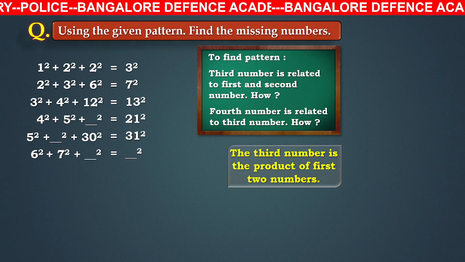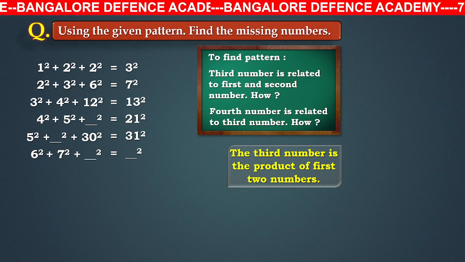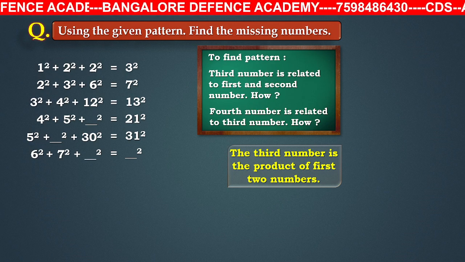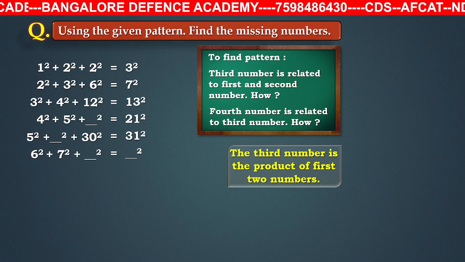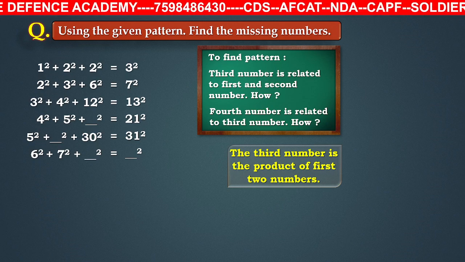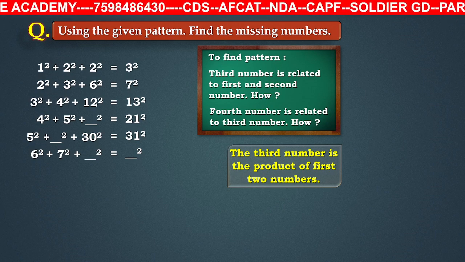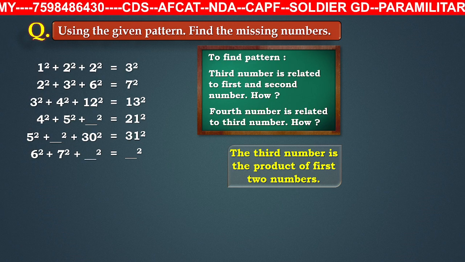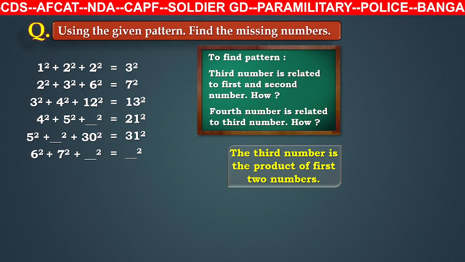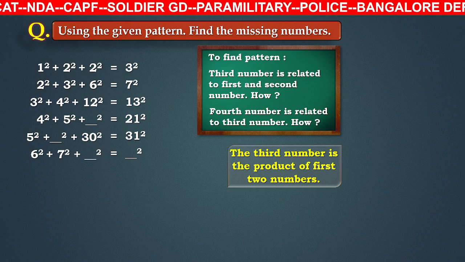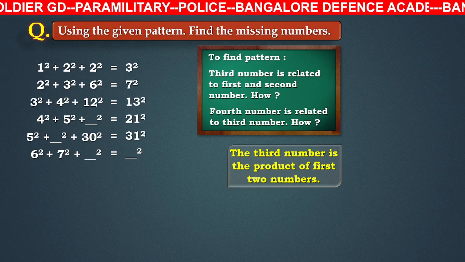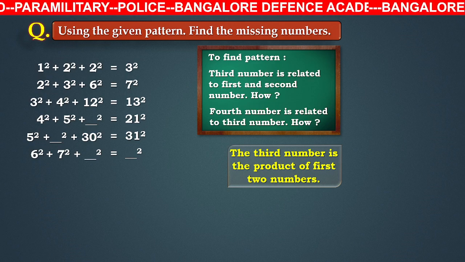Now look here. The first question: 1 square plus 2 square plus 2 square. The first number is 1, the second number is 2, and the third number is 2. If I ask you, the first number is 1 and the second is 2, multiply 1 and 2, what do you get? You get 2. So the third number is 2 square. Okay, in the same way, look at the second question. You have 2 square, 3 square and 6 square. So what is the answer of 2 into 3? 2 into 3 gives me 6.